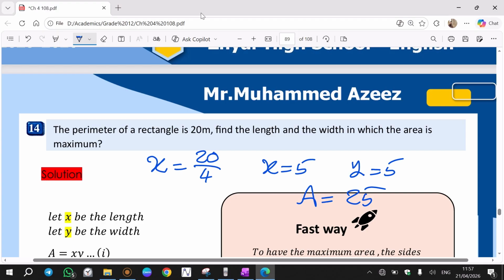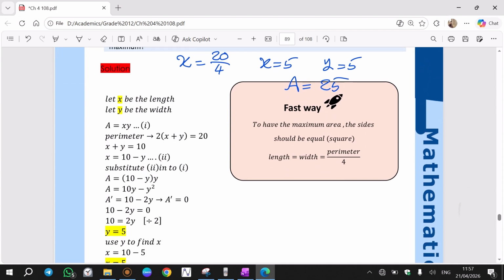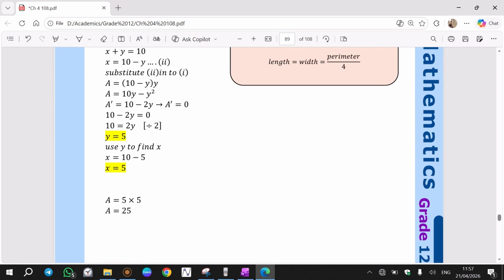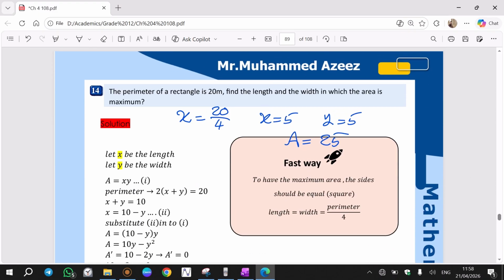And this question has been in Wizari multiple times. Look, we don't need to do all of these steps. We just get the final answer, 25. So for this question, I really recommend the fast way.